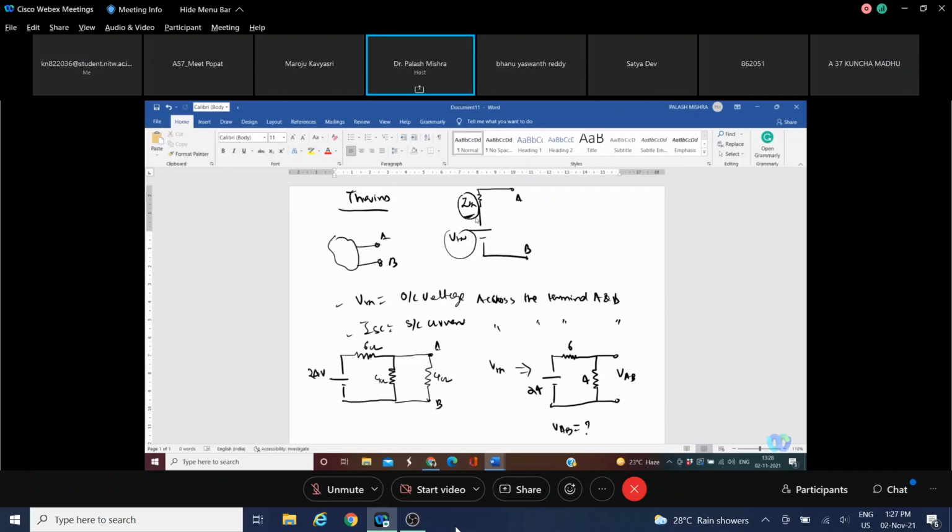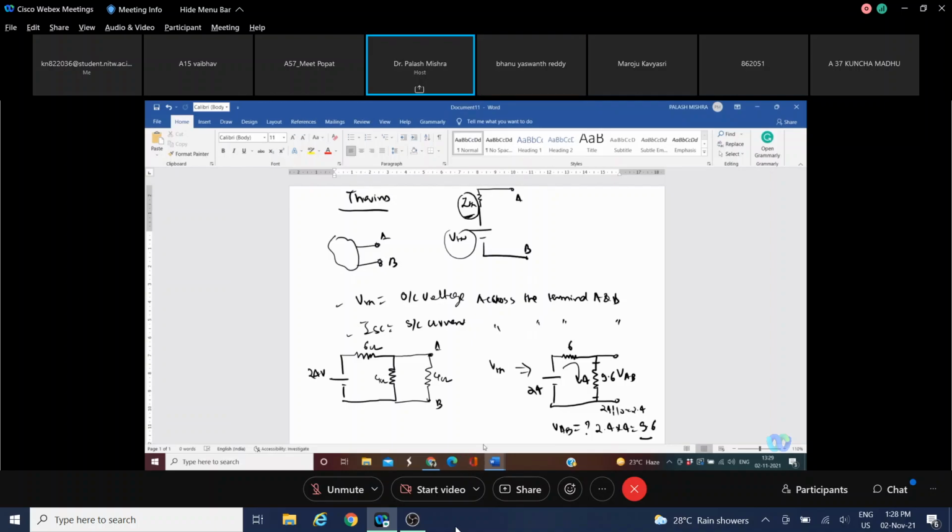12 volts. 6 plus 4 is 10, 2.4 into 4. How is it 12 here? It should be 9.6. Because this is 10 ohms, the series resistance will be 10 ohms, so the current in the circuit will be 24 by 10, which is 2.4 amperes. And the current 2.4 into 4 should be 9.6. Anyone getting 9.6 for this voltage? Yes, sir.